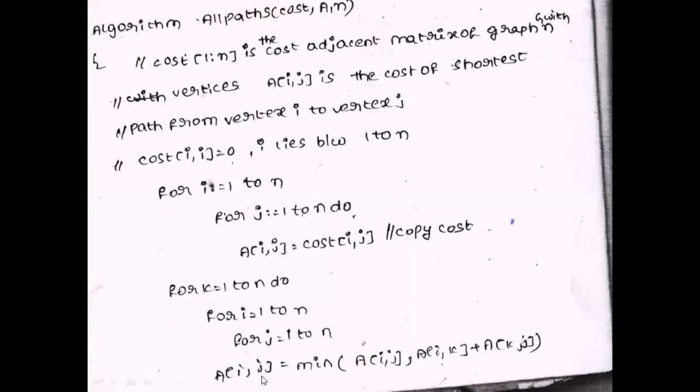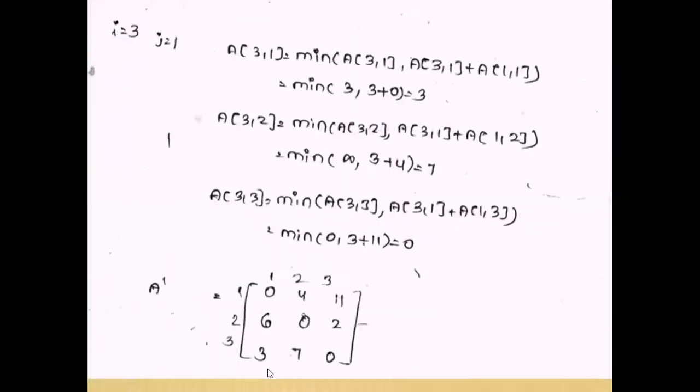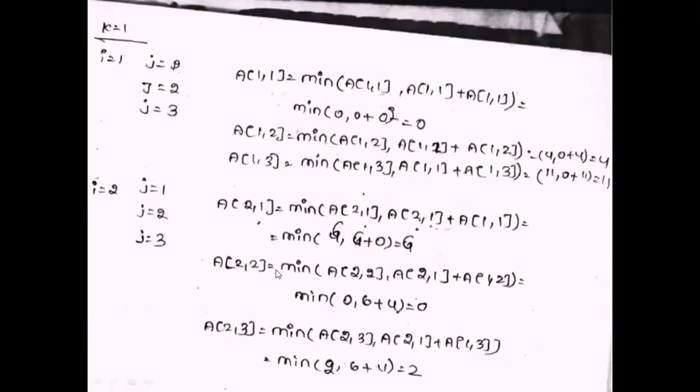That is, the statement A of i comma j is executed 9 times because the matrix is represented by 9 values: 1 1, 1 2, 1 3, 2 1, 2 2, 2 3, 3 1, 3 2, 3 3. So first for i equal to 1, for j equal to 1, A of 1 comma 1 equal to minimum of A of 1 comma 1, comma, A of 1 comma 1 plus A of 1 comma 1. So totally 0 plus 0. The minimum value is 0, so there is no change between the previous matrix and the same matrix.